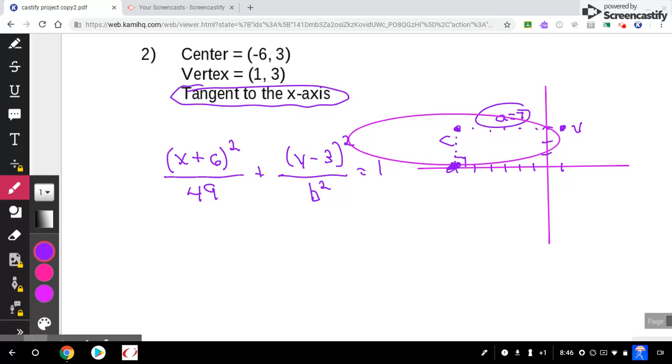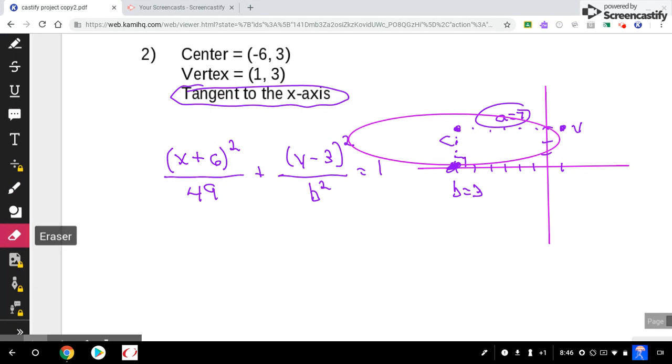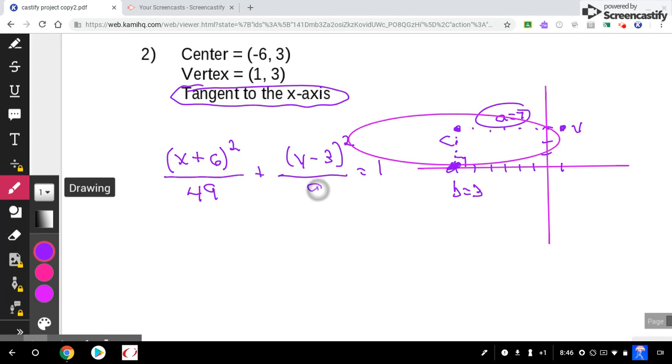So same deal, you can count the distance down, and literally 1, 2, 3 units down. So I know b is 3. Well, if b is 3, I need a b squared underneath there. So I got a 9. And we have the standard ellipse equation.